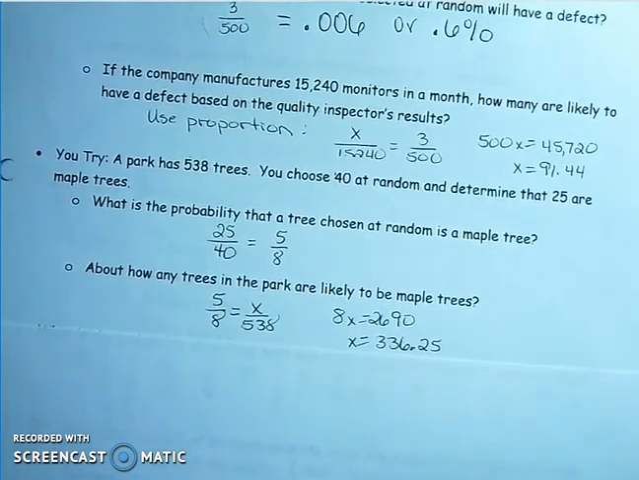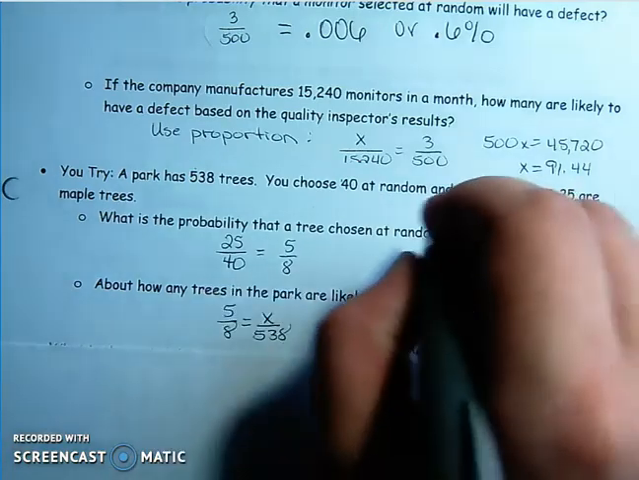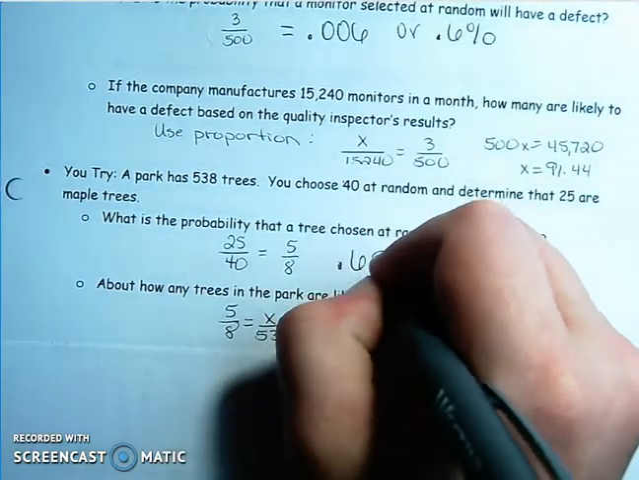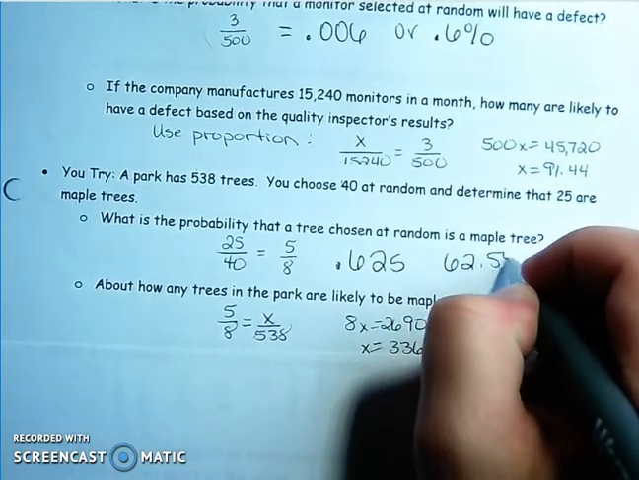Okay, here we're talking about parks and how many trees they have. There are 538 trees total in the park. If we choose 40 at random, 25 of them would be maple trees. So what's the probability that we chose a maple tree? That would be 25 out of 40, which reduces to 5 out of 8, which is 0.625 if you're asked to write it as a decimal, or 62.5%.